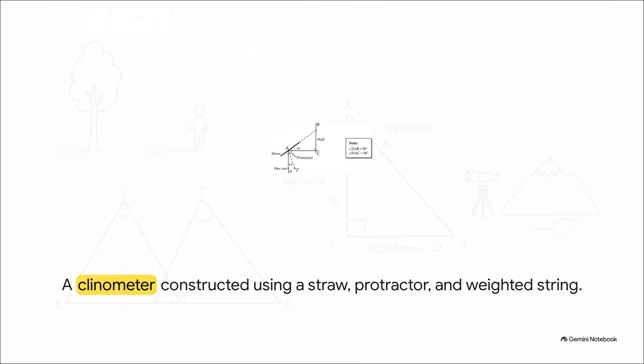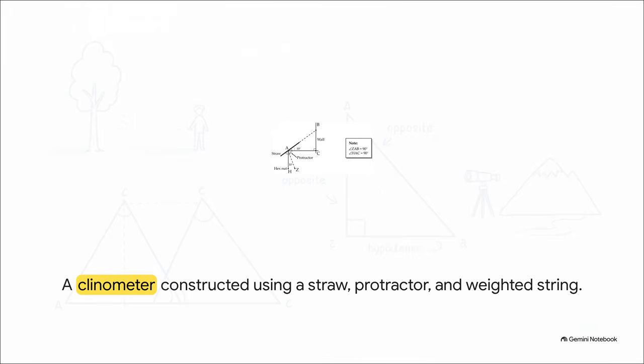This ingeniously simple instrument is called a clinometer. You can actually build one yourself using just a regular drinking straw, a standard protractor, and a string weighed down by a hex nut. By looking directly through that straw at your target, the weighted string hangs straight down naturally due to gravity. You can then just read the angle it creates right there on the protractor.